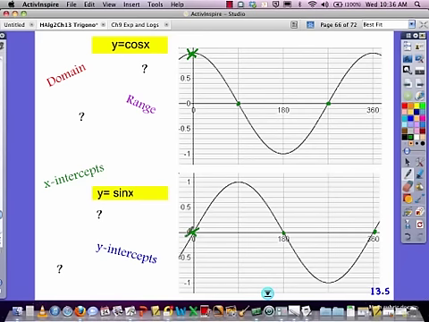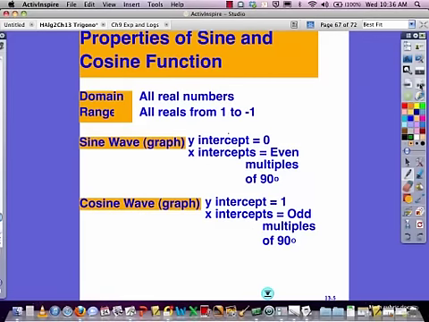They both have x-intercepts. They both have y-intercepts. Domain and range, that's probably a little similar. So these are characteristics we want you to look at, and that's what's listed. So the next couple of slides are just going to be pure notes, not examples here. So domain, as I said, all reals from 1 to -1. The sine wave, the y-intercept was 0. The x-intercepts are the even multiples of 90. The cosine wave, the y-intercept was 1, and the x-intercepts are the odd multiples of 90. Whether you want to remember it visually or you just want to remember from a list, your choice, but we need to remember some of these characteristics.